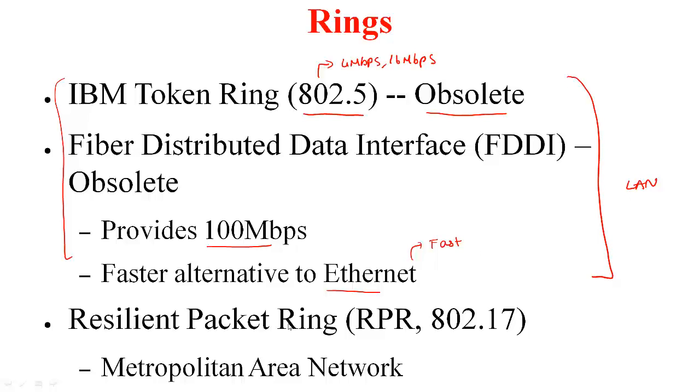Resilient Packet Ring, RPR, is another technology. It goes by the 802.17 standard. This was proposed in the metropolitan area network context, the MAN context. Even here there is Metro Ethernet that is in competition with it, but so far it's not clear whether this can withstand the Metro Ethernet competition. We'll see, time will tell.